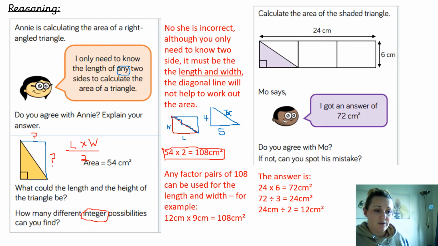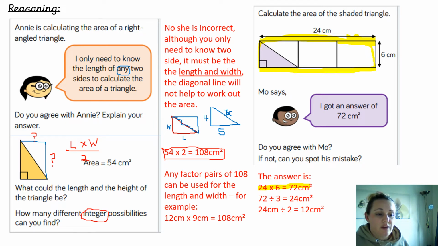And then finally for this one, it said calculate the area of the shaded triangle. So to do this, we had to first work out the area of the full thing. So the big long rectangle there is going to be 24 times by 6, which you can see I have worked out there at the bottom. 24 times 6 is 72. So that will give us the area of the whole thing all the way around.